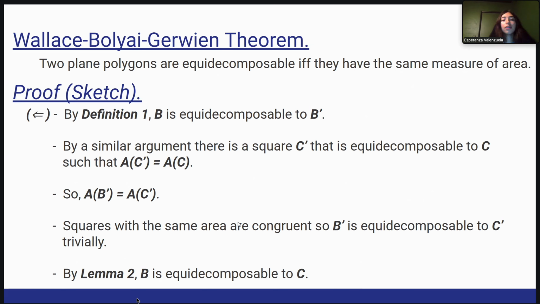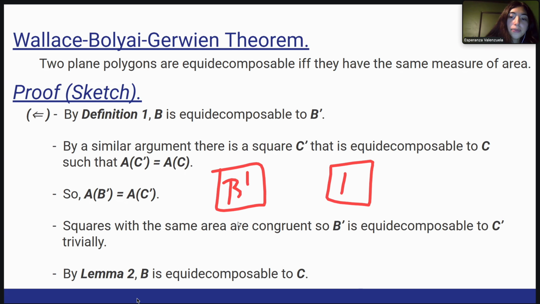So by transitivity of areas, since these two polygons have the same area and these two polygons have the same area, it follows that the area of B prime is equal to the area of C prime. And we started off by saying these two polygons have the same area as well. That's why. So now we have two squares with the same area. So we know that their side lengths are the same. Therefore, we know that the squares are congruent. So trivially, B prime is equal decomposable to C prime, since we essentially don't have to do anything to get C prime from B prime.